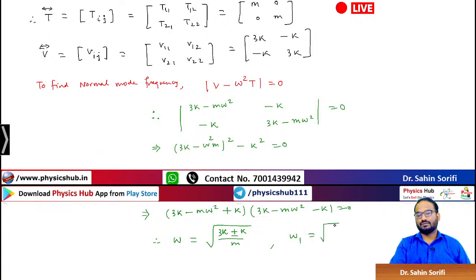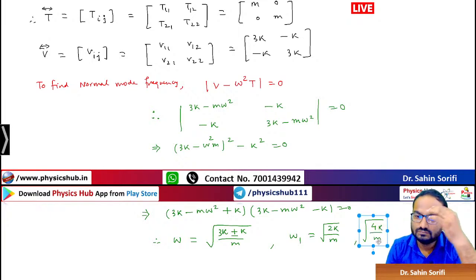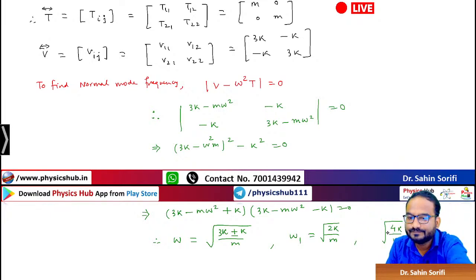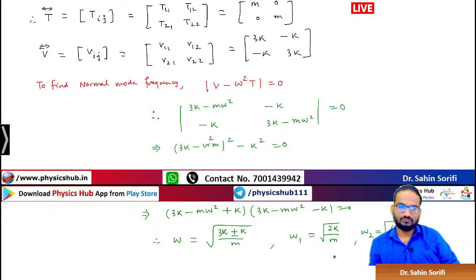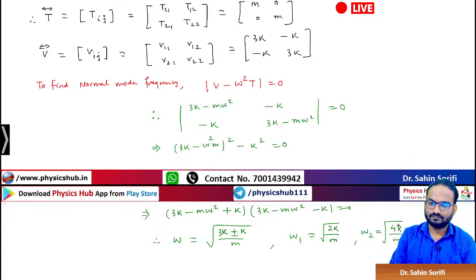Omega 1 is equal to root over 2k by m, by taking k minus here. If you take plus, what will you get? Omega 2 is root over 4k by m. So this is the normal mode frequency.